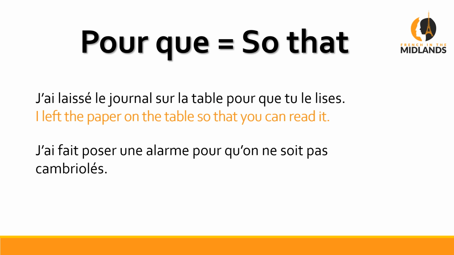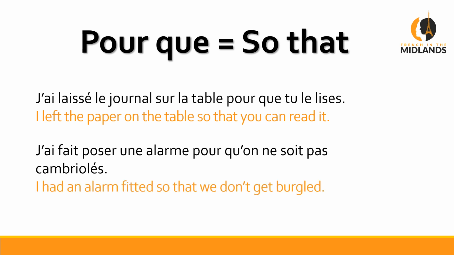Same thing for the next one. J'ai fait poser une alarme pour qu'on ne soit pas cambriolé. I had an alarm fitted so that we don't get burgled. And you see, pour qu'on ne soit pas, not pour qu'on n'ait pas, pour qu'on ne soit pas, because that's the subjunctive of être.